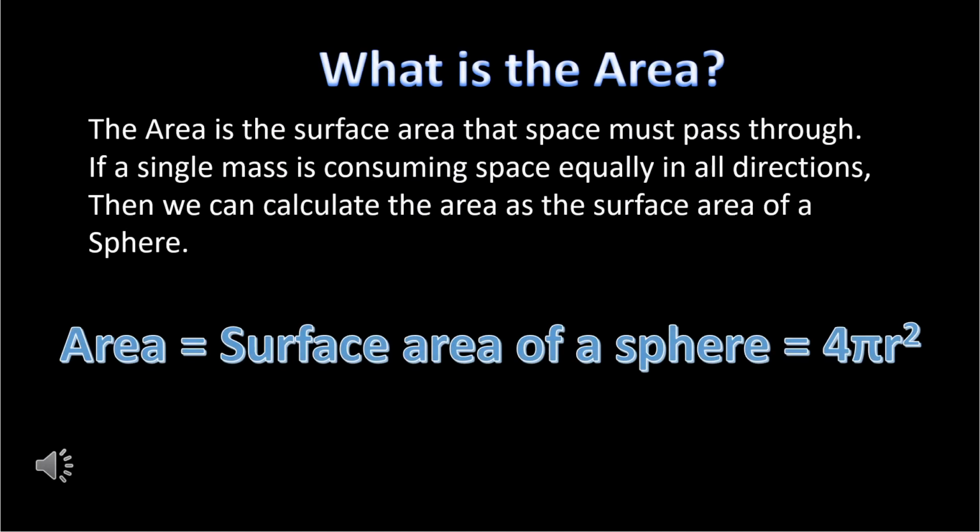What is the area? The area is the surface area that space must pass through in order to reach that mass. If a single mass is consumed equally in all directions, then we can calculate the area as the surface area of a sphere. The surface area of a sphere is equal to 4 pi r squared.